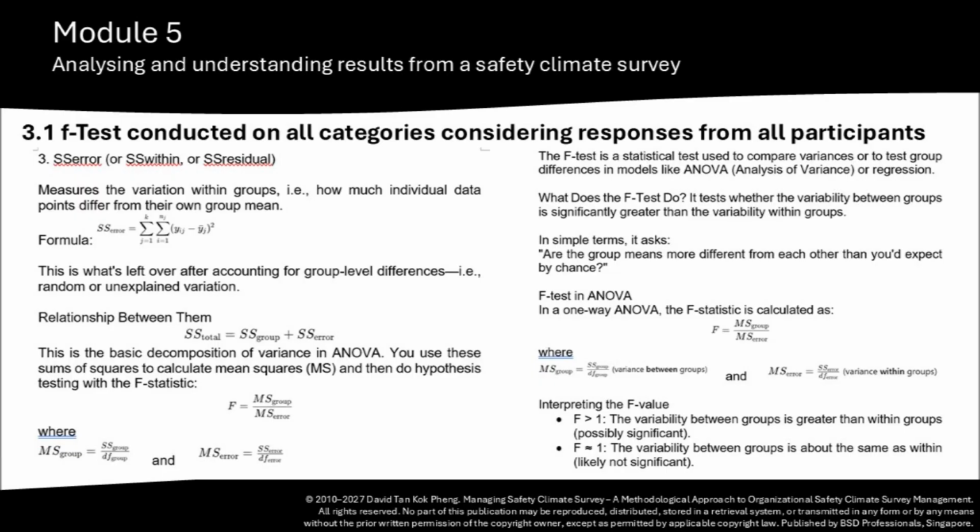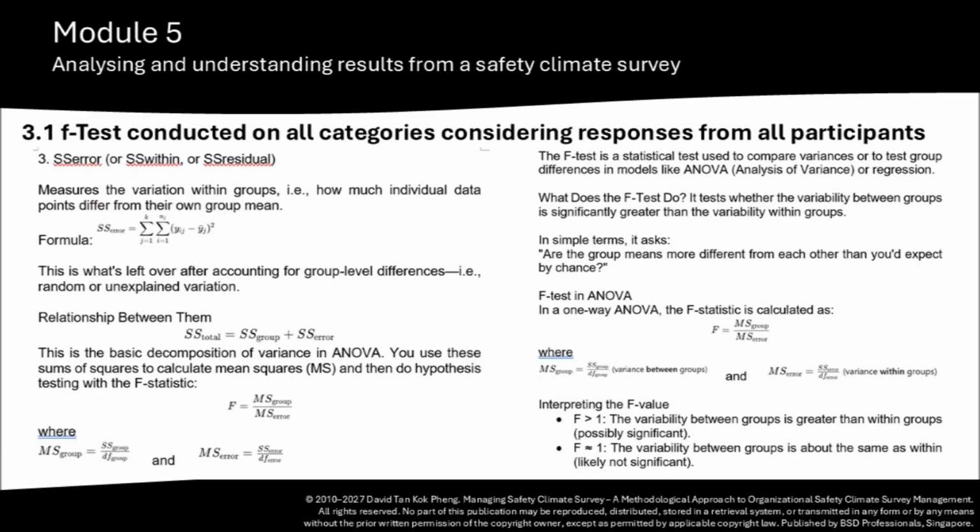Together, the three components of variation in ANOVA are connected through a fundamental relationship. SS total equals SS group plus SS error. This equation shows that the total variation in the dataset can be decomposed into variation explained by differences between groups, SS group, and variation within groups, SS error. This decomposition is the foundation of ANOVA.